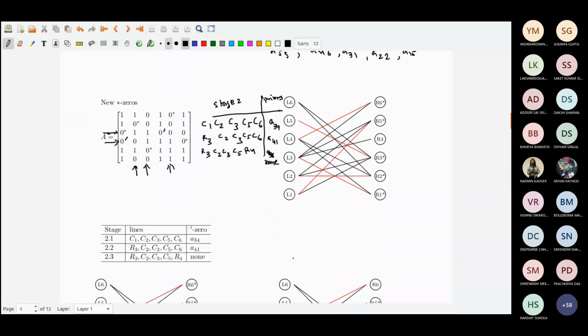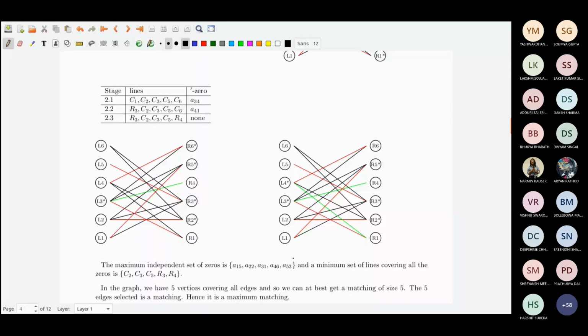C5 means R5. And you see that you have got 5 lines that have covered all the zeros. That is, you have got a vertex cover here. So it essentially means the maximum number of zeros that you can get in this matrix is 5 only. And this explains the third point where the algorithm stops.